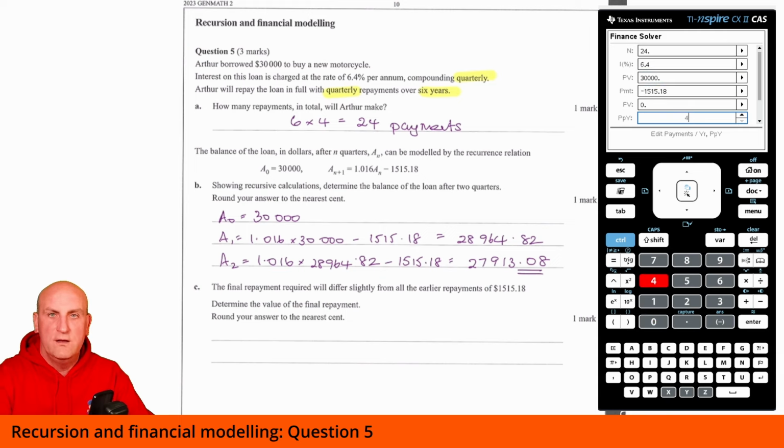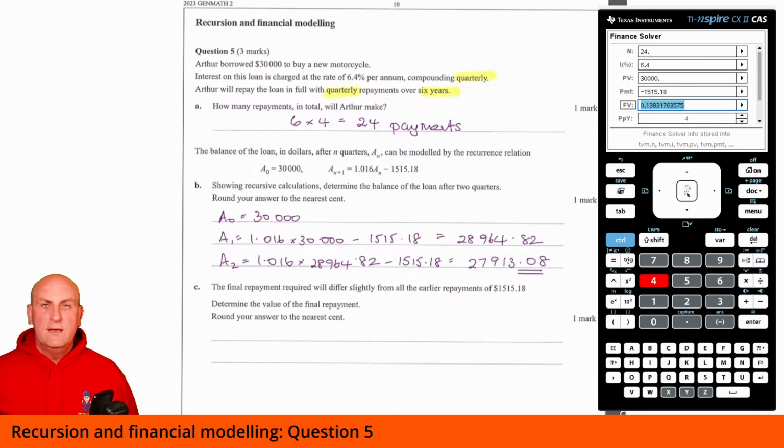Final value I'm going to find. Payments per year and compounds per year. All right, so there we go. So I'm going to hit the future value. There we go. Now, what that actually means is, because it's positive, I've overpaid, or rather, Arthur has overpaid. I don't know where I got George from. George? Who's George? So I've overpaid by 13 cents.